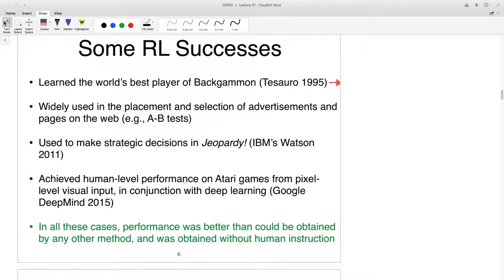So some of the successes: back in 95, it learned to be the best backgammon player. So beating all humans, right? And in fact, teaching humans, just like AlphaGo has, some better ways to play than they had been. Placing and selecting advertisements and pages on the web.